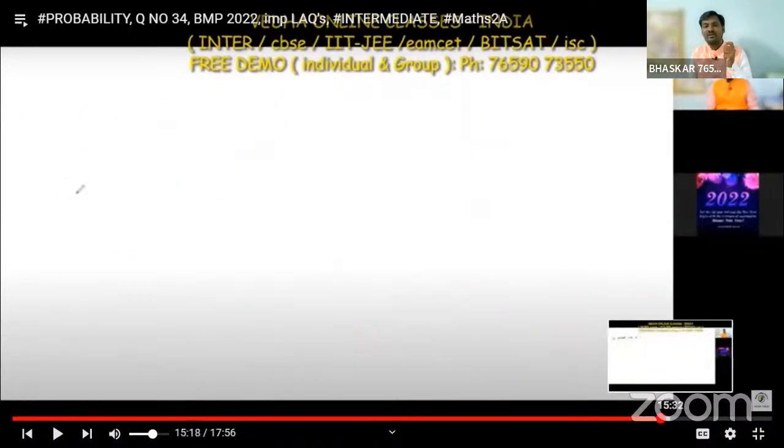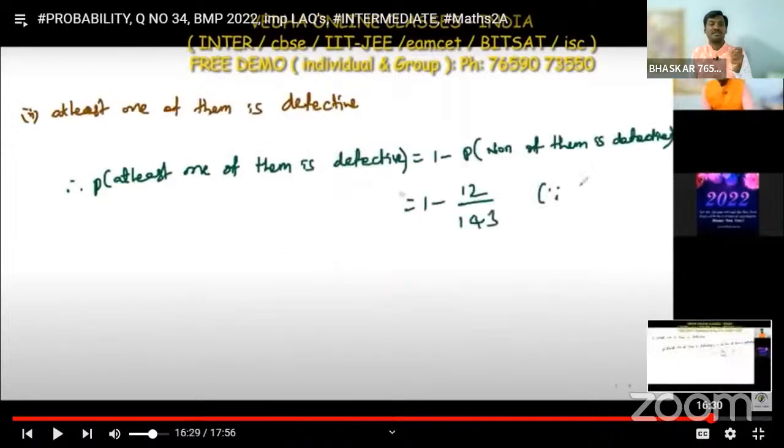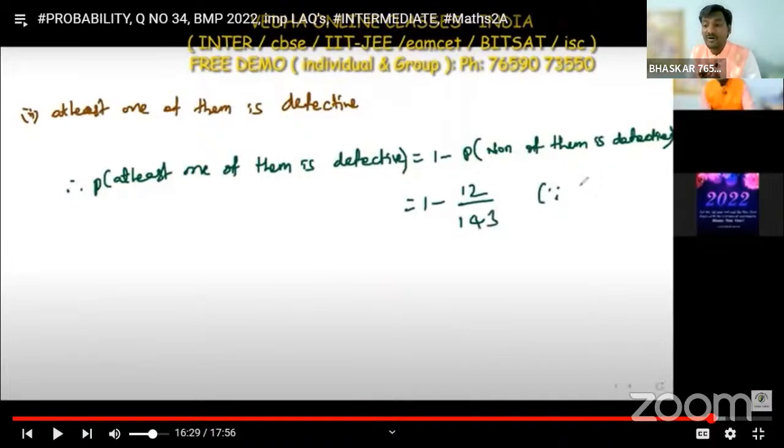After that, the third question. What is the third one here? At least one of them is defective. At least I want one defective bulb. So always remember the complement. We are using the concept of complement.